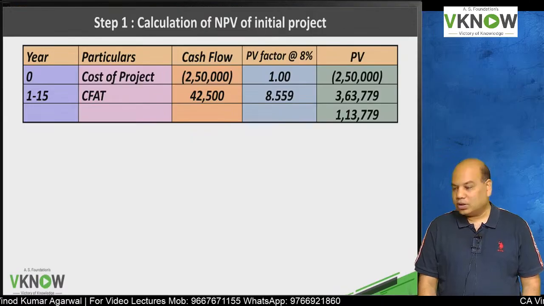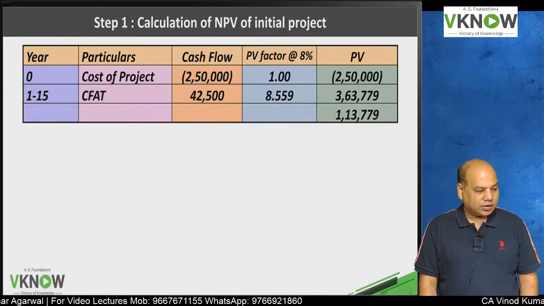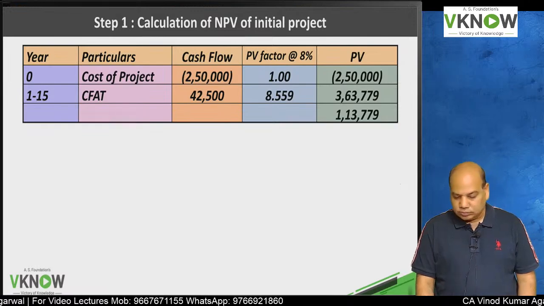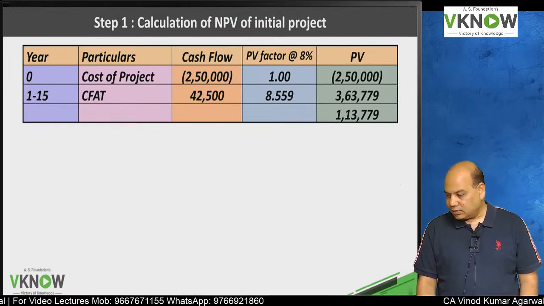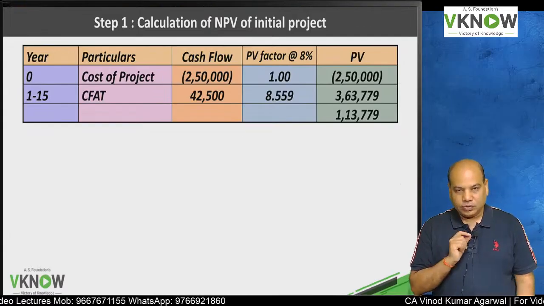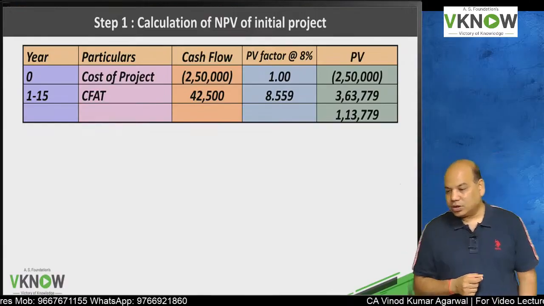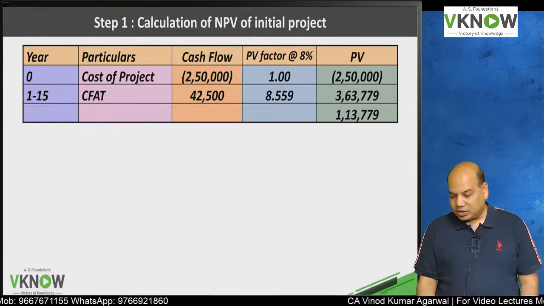The total is 113,779. 113,779 is the NPV of the initial project without expansion option.